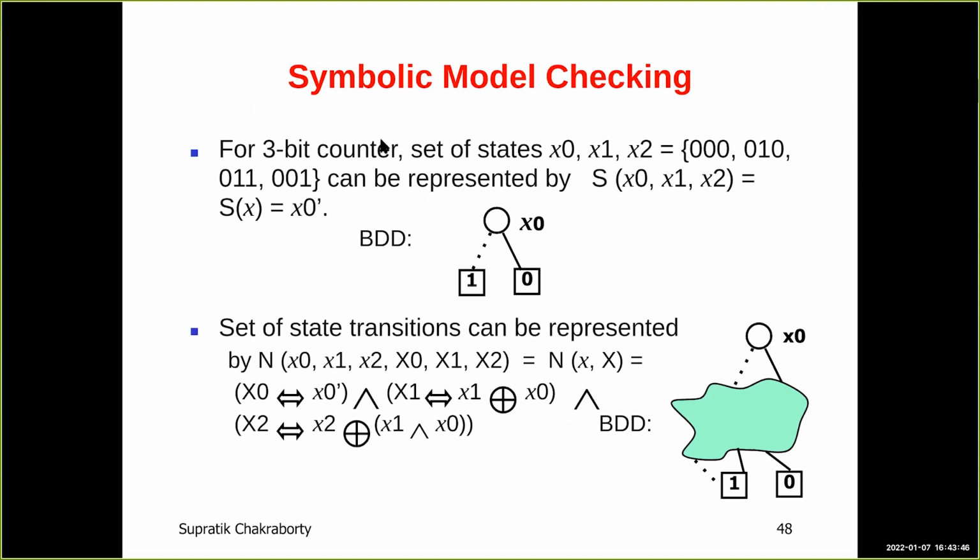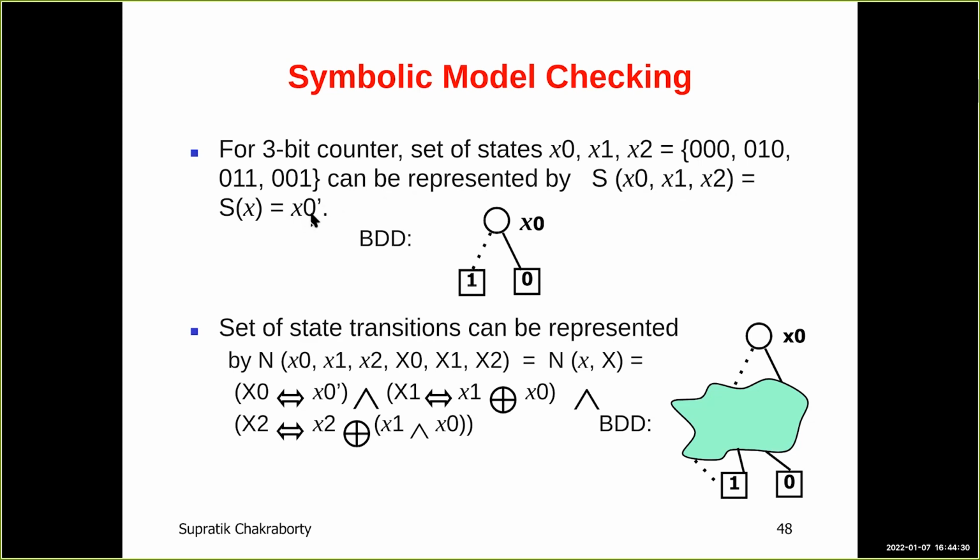So for a 3-bit counter, which is the circuit that we looked at, the set of states are the valuations of the 3 flip-flops, right? And this can be represented by a formula on those 3 variables. So whatever valuation of the variables causes this formula to evaluate to true, the state corresponding to that valuation of the variables is said to be in the set S. So I'm representing a set of states by a formula on the variables where each state is a valuation of all these 3 variables. Okay? So this is an important idea to note.